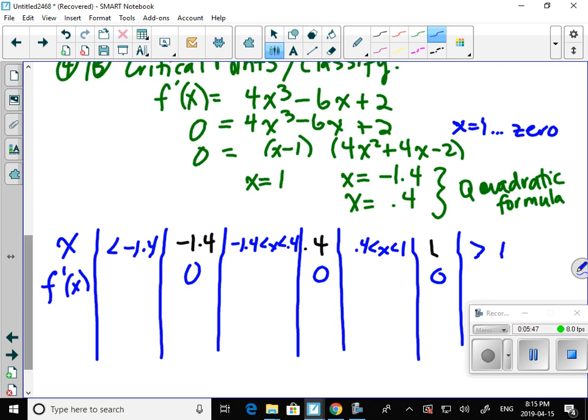Okay. If x is less than negative 1.4, a negative 2, for example, so I'm looking here, 4x cubed would be negative, negative 6x would be positive, and so I'm using negative 2, so I have negative 16 plus 12, and negative 4 plus 2 is negative. You can use a calculator for this. Between negative 1.4 and 0.4, I would use 0, so we're going to have positive. Between 0.4 and 1, maybe 0.5.